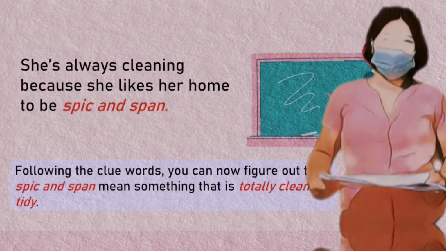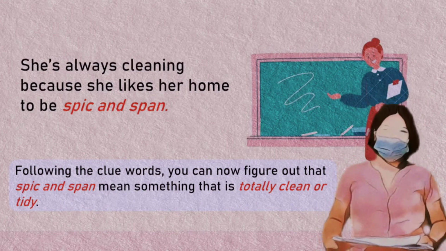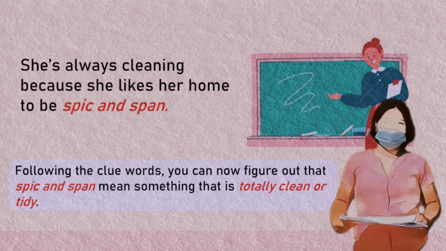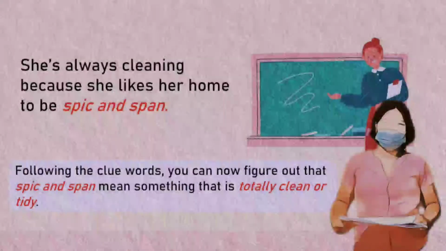Now, I would like you to think about the other words in the sentence. What clue words can you find? If your answer is "always cleaning," then you are correct. Following the clue words, class, you can now figure out that "spick and span" means something that is totally clean or tidy. Did the context clue or hint help you understand the meaning of the idiom?